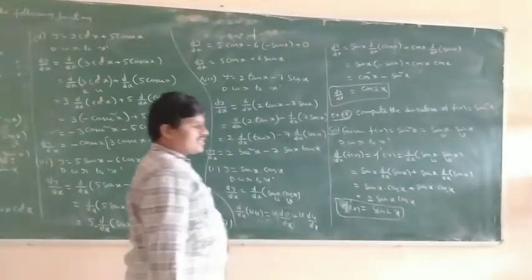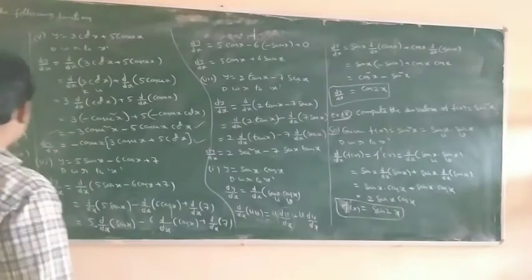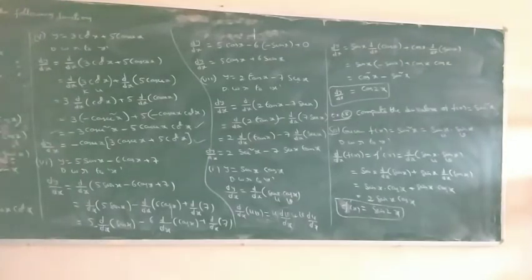2 sin x into cos x is equal to sin 2x. This is the trigonometric formula. These are all simple, direct formulas.